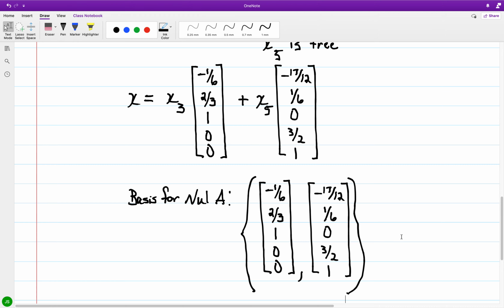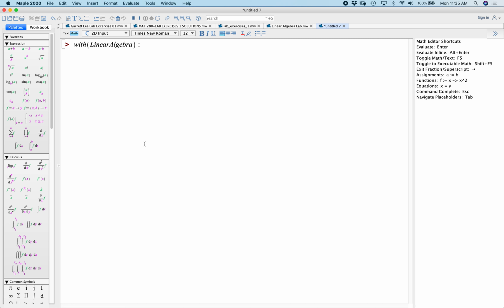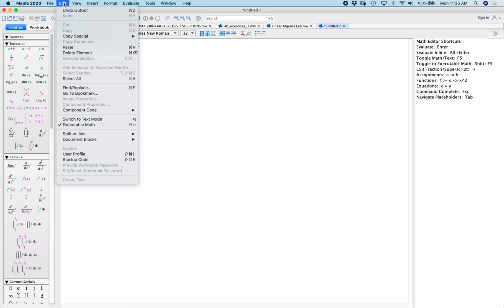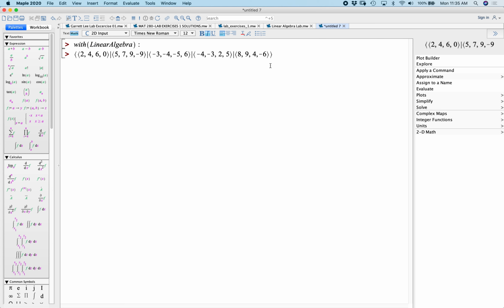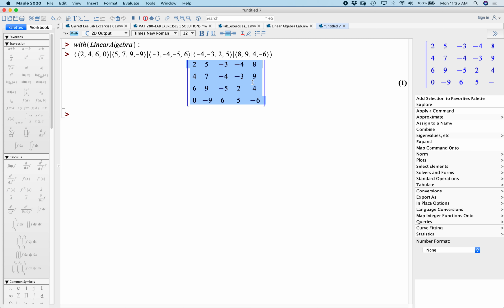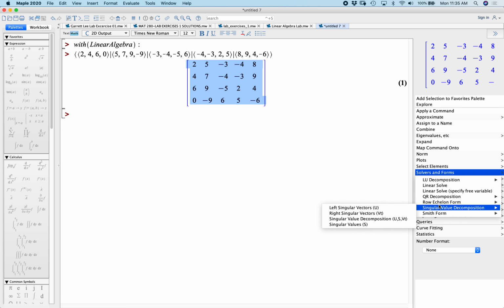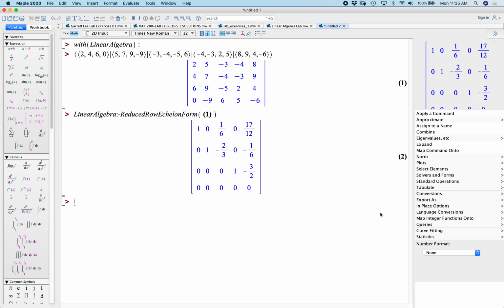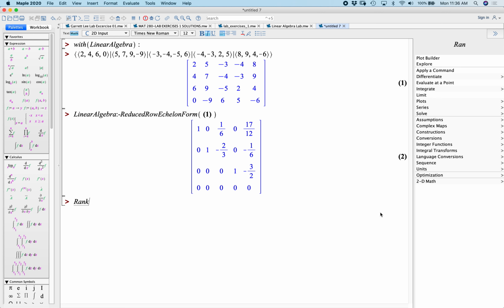Now in terms of what we have in Maple, to be able to work, you want to type in with linear algebra. What I'll do here is go ahead and enter the matrix. Now I can find the reduced row echelon form, so we have this matrix. And also looking for the rank.